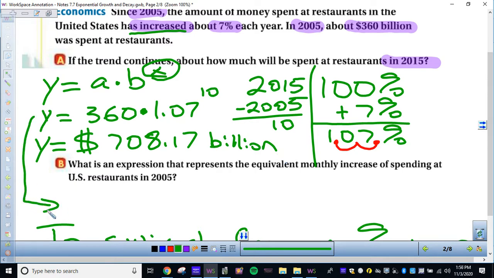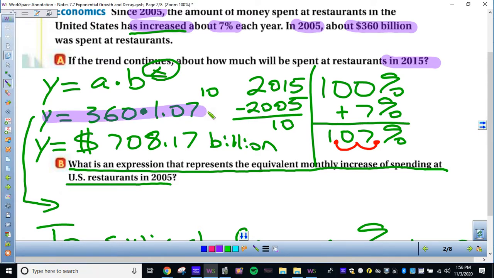So this was, they said, what is an expression that represents equivalent monthly increase of spending in restaurants in 2005, right here. That's our expression, including the exponent. And then they want to know how much money was spent, $708.17 billion.